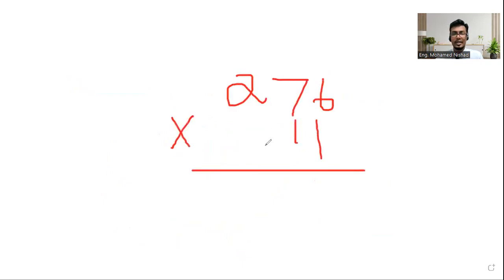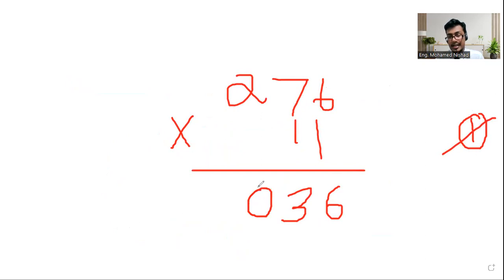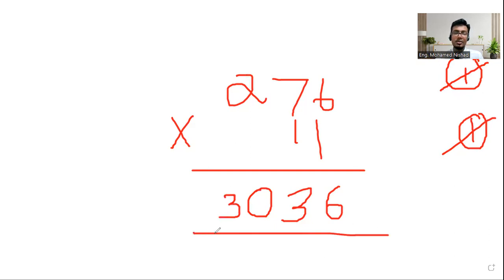Likewise, if you have any reminders, let me provide you 276 times 11. You have to write 6 over here. 7 plus 6, that will be 13. So 3 will come over here and 1 will be a reminder, right? So then 7 plus 2, that will be 9. And then 9 plus 1, that will be equal to 10. So we have to write only that 0 and 1 will be another reminder. And then we have to write this 2 as it is over here. But we have to keep in mind that we have a reminder over here. So we have to add that reminder with this number. So then it will be 3. So the answer will be 3036, right? So this is the technique for multiplying any number by 11.